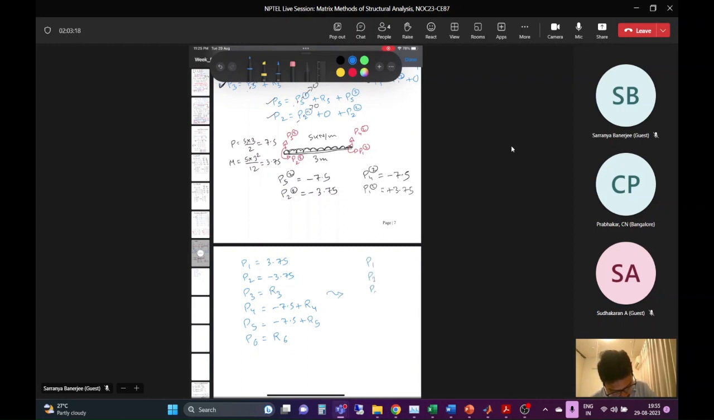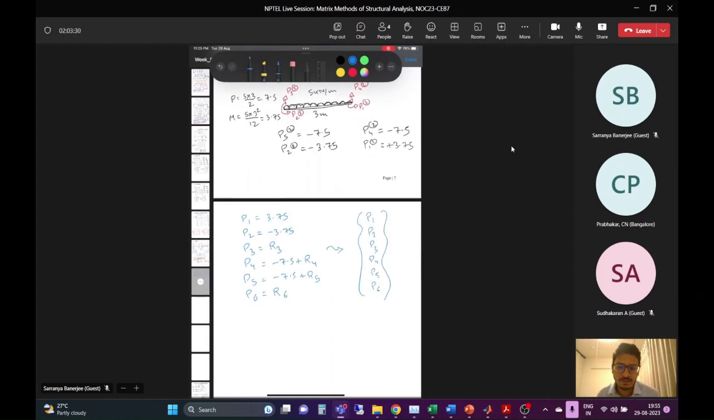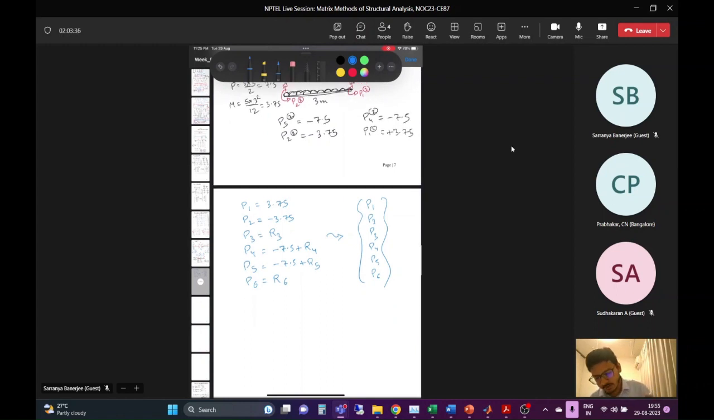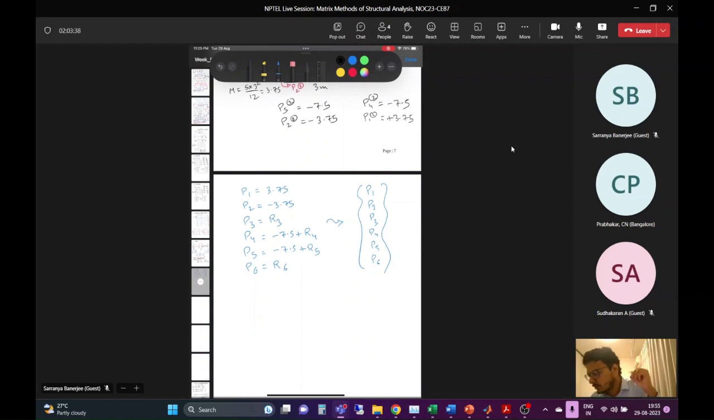So now, after getting the stiffness matrices and displacements, we know how to get R4, R5, R3, R6. We cannot get R3, R4, R5, R6 directly. We have this in mind. But moving on.